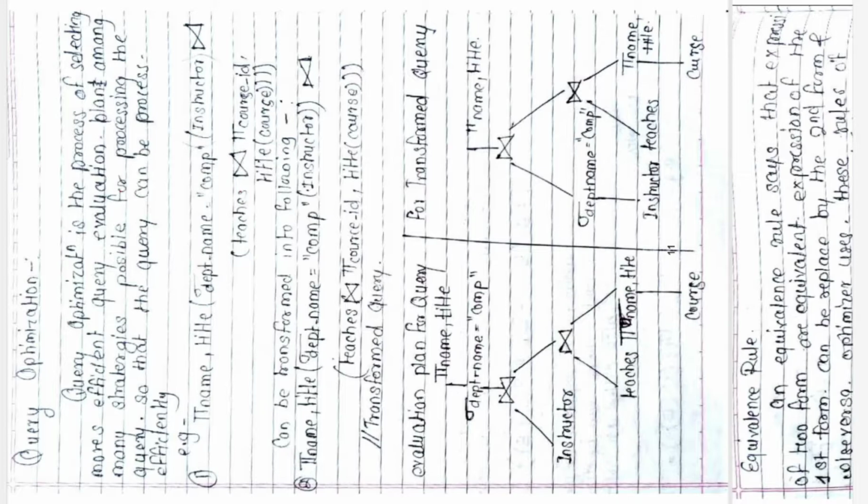Now suppose this particular query I have written, right? This particular query I have written, and I am going to transform this into another part. So what I am going to do, you can see, if I want to transform this, after transforming, what I will get? After transforming, again I am going to project name and title from department name is equals to computer. Here instructor is joining with teaches, and that is joining with course id comma title with course. Now this is the transformed query, but how it will look like?